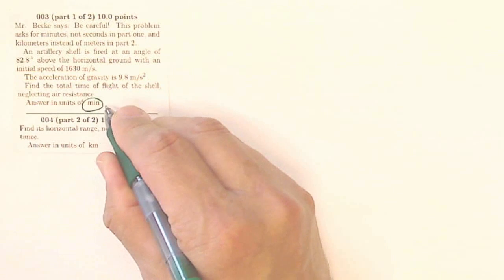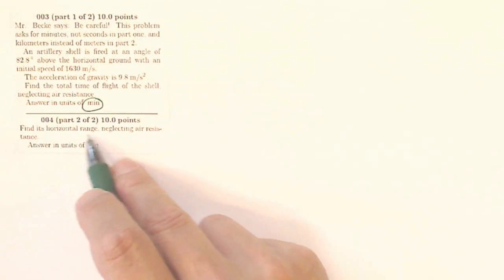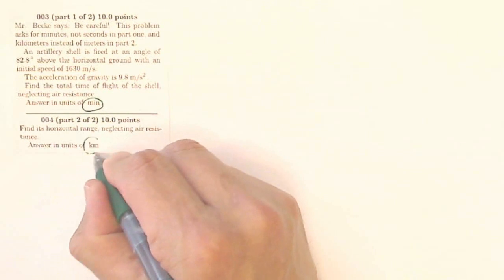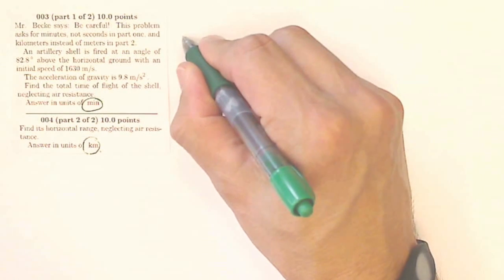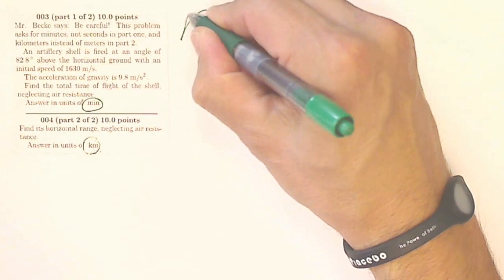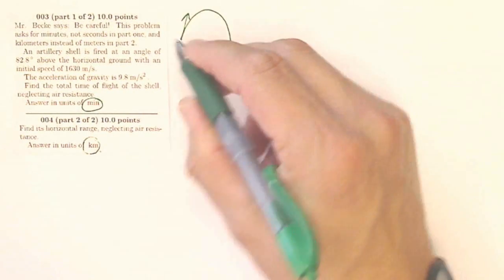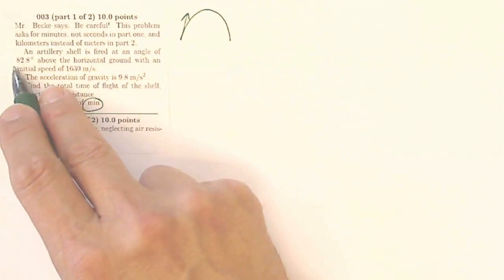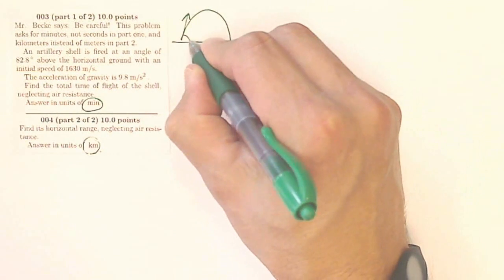So we've got to be careful about that. Then it says find its horizontal range, neglecting air resistance, answer in units of kilometers. So let's be careful of those. So let's see what I know. I've got an artillery shell that's going to be fired up, and it's going to come back down. This initial velocity I have is 1630, and that's at an 82.8 degree angle.